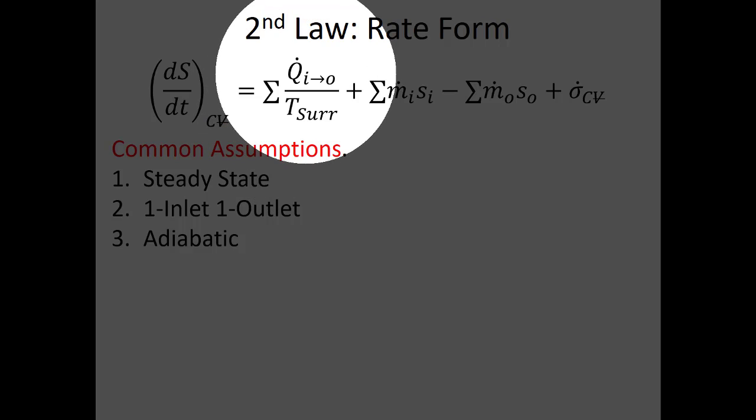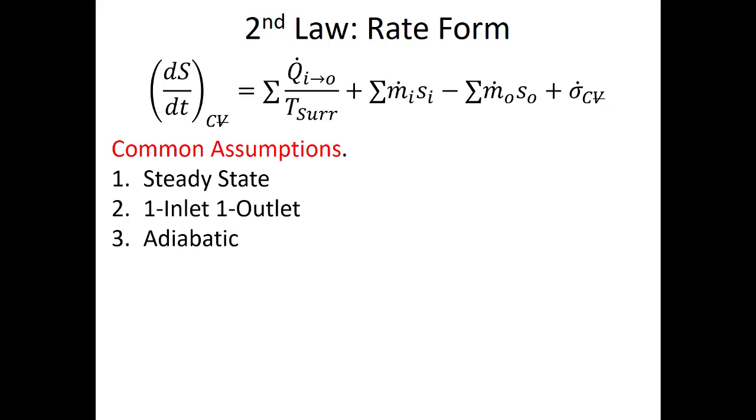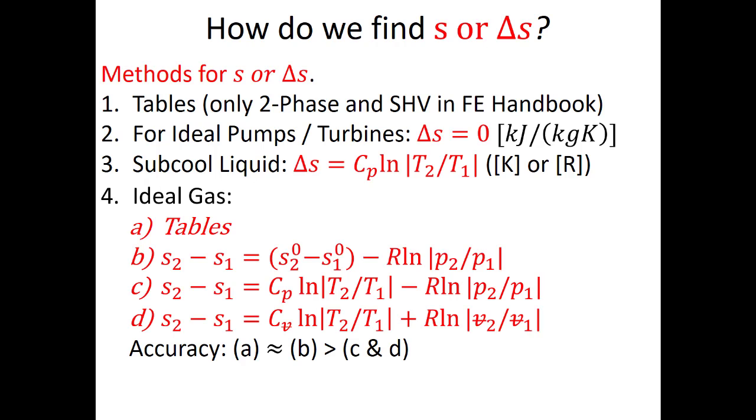But if it's an adiabatic process like you'd see in a turbine or a pump, most times, not all times, then this just becomes 0, right? And then we don't have to worry about what the temperature is, because who cares what you divide it by, as long as the numerator is 0, you're okay.